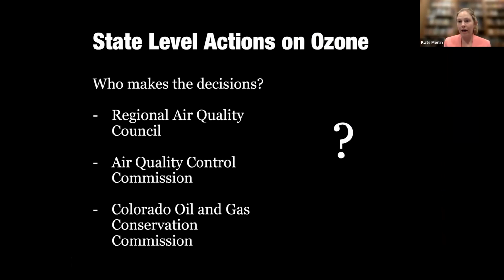There's the Regional Air Quality Council, which is a council, I believe, made up of 9 relatively local governments, counties, I think, in the non-attainment area. And they are putting together a draft ozone state implementation plan. They're going to work on that with the Air Pollution Control Division, which is the CDPHE's air quality staff. And then they're going to bring it to AQCC, the Air Quality Control Commission, who makes the final decision on the state implementation plan.